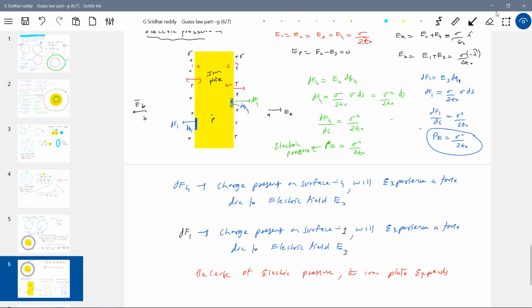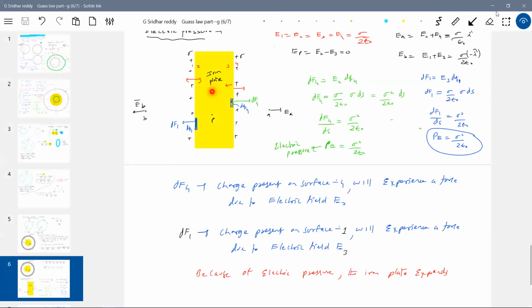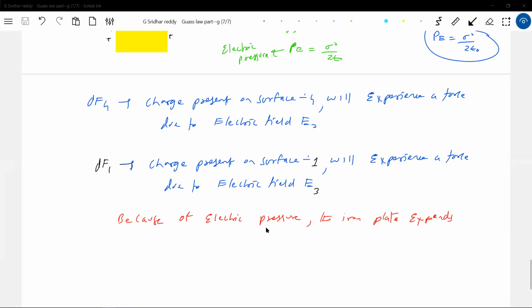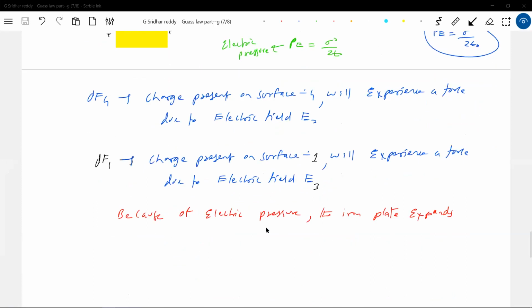But practically it will not happen. The reason is that the elastic forces here will counterbalance this. At equilibrium, the elastic forces balance it. So, is it under stress? Yes, there is a stress. Neutral plate, nothing will happen. Charged plate, it will be under stress. Okay, now we'll go for a conducting shell. Will anything happen to a conducting shell? Okay, we'll give some charge to the conducting shell. I'll make it small.